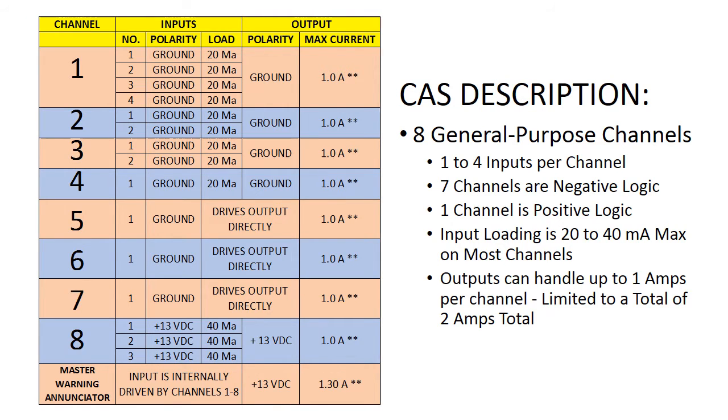The CAS circuit board itself is capable of monitoring 15 different aircraft parameters. I've taken those 15 inputs and grouped them into 8 logical groups, which I'm calling channels. And the reason for that is to cut down on clutter on the panel. I didn't want 15 separate red indicator lights for every single sensor on the aircraft.